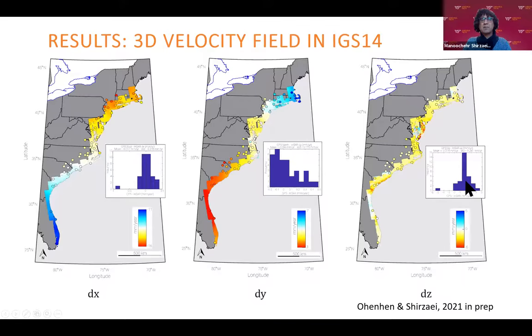You see that we obtain a standard deviation of the difference between two data sets of about 1.2 millimeter per year for nearly 3,000 kilometers of the East Coast of the United States. And as you see, the fastest subsidence rate, up to six millimeter per year, happens in the Chesapeake Bay area. And also here in the South Carolina and Georgia area, we have quite a bit of subsidence, which is way faster than the rate of sea level rise in the region.